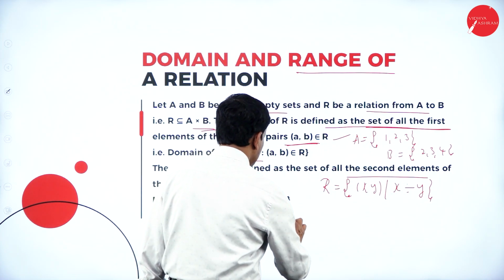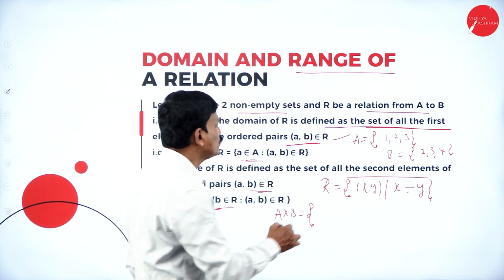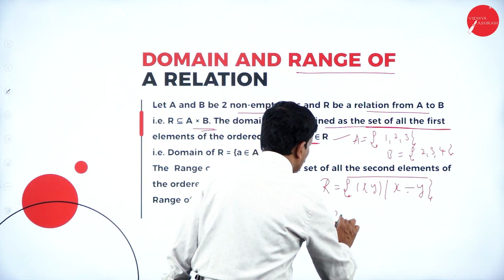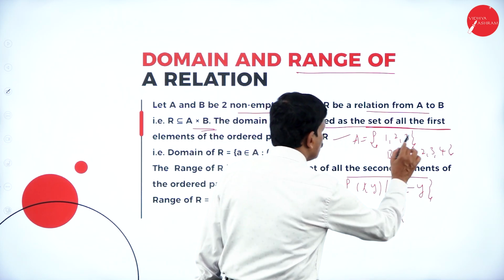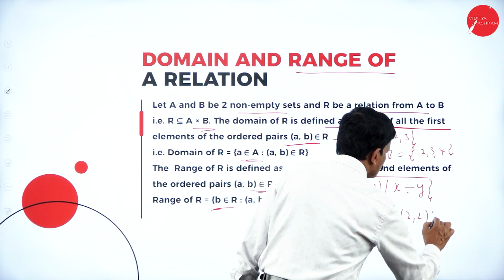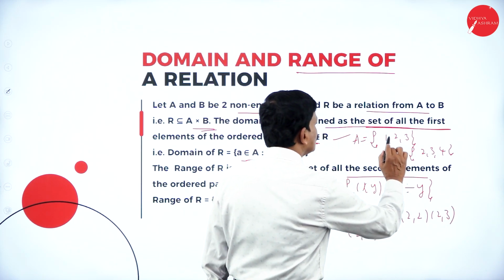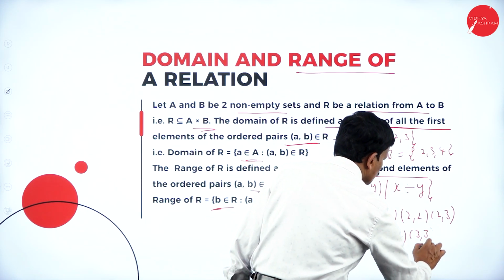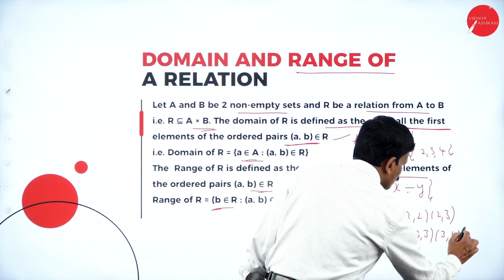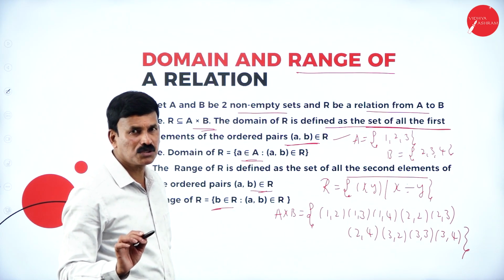Now, write down the Cartesian product first, A cross B. The cross product of A and B is (1, 2), (1, 3), (1, 4). Similarly, (2, 2), (2, 3), (2, 4). Then (3, 2), (3, 3) and (3, 4). This is the cross product A cross B, the Cartesian product.